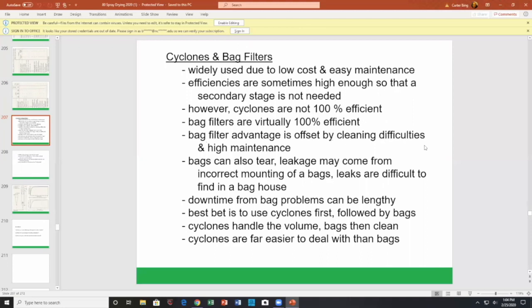Bag advantages offset the cleaning difficulties and high maintenance. Bags can also tear, so you may need a bag detector. What is that one? Auburn Air has a bag detector. It's just a metal device, and when a particle hits it, it changes the charge, and they record the charge. Auburn has a broken bag detector. Very sensitive, very sensitive. So I hope you have one or have something equivalent.